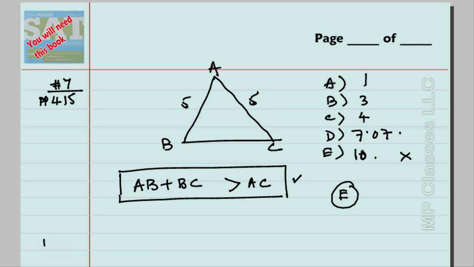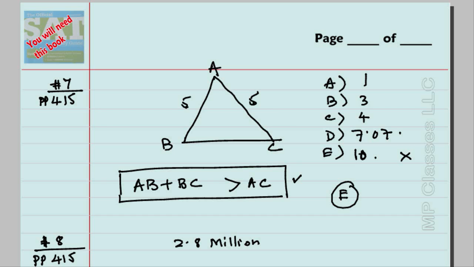Problem number 8. Page is still the same, 415. In an election, 2.8 million votes were cast. So total votes were so many millions. And each vote was either candidate 1 or candidate 2.